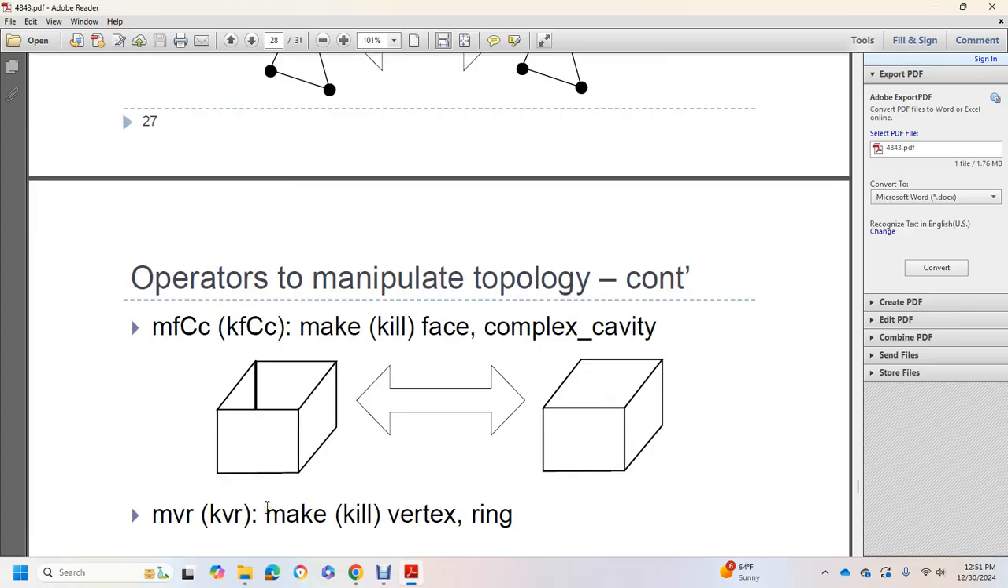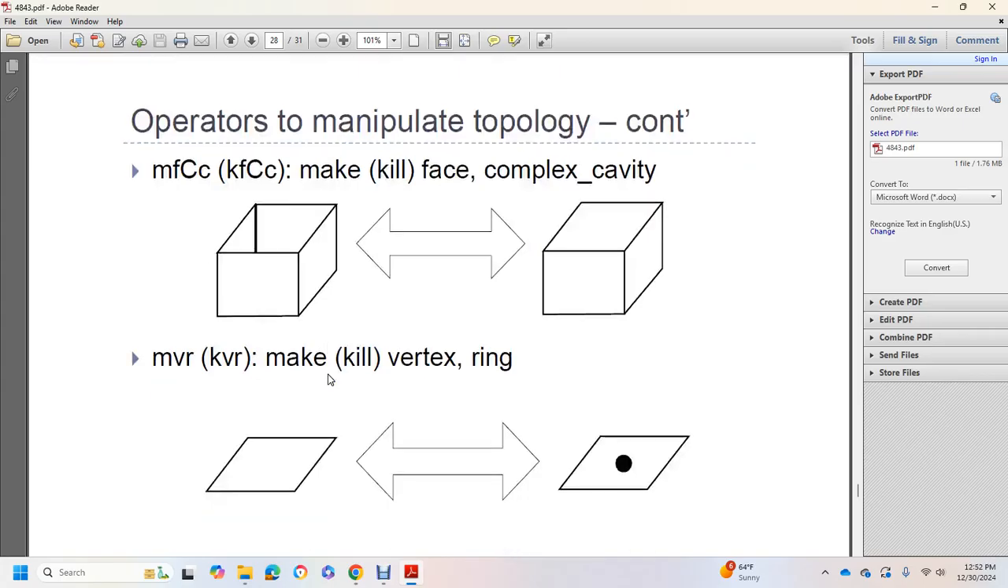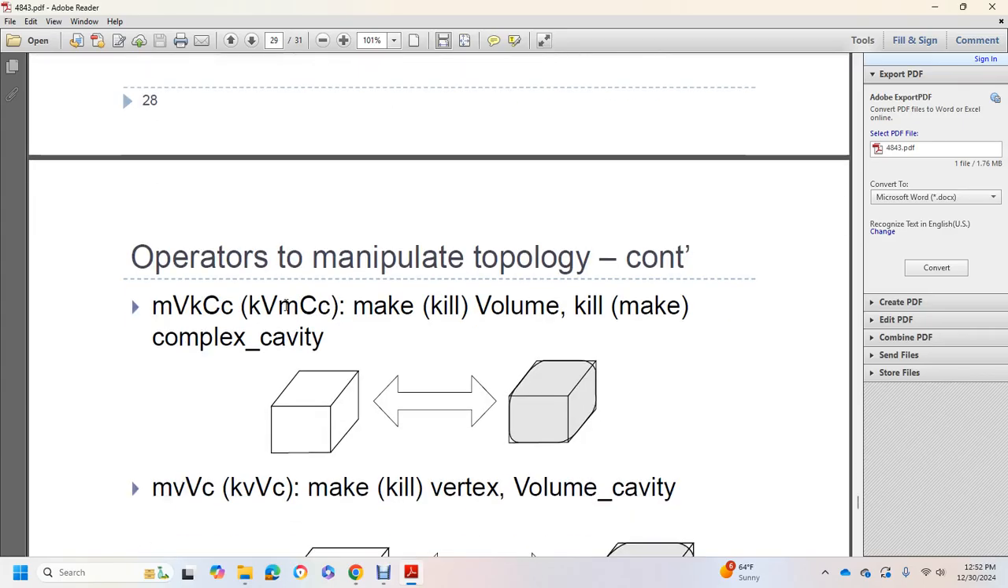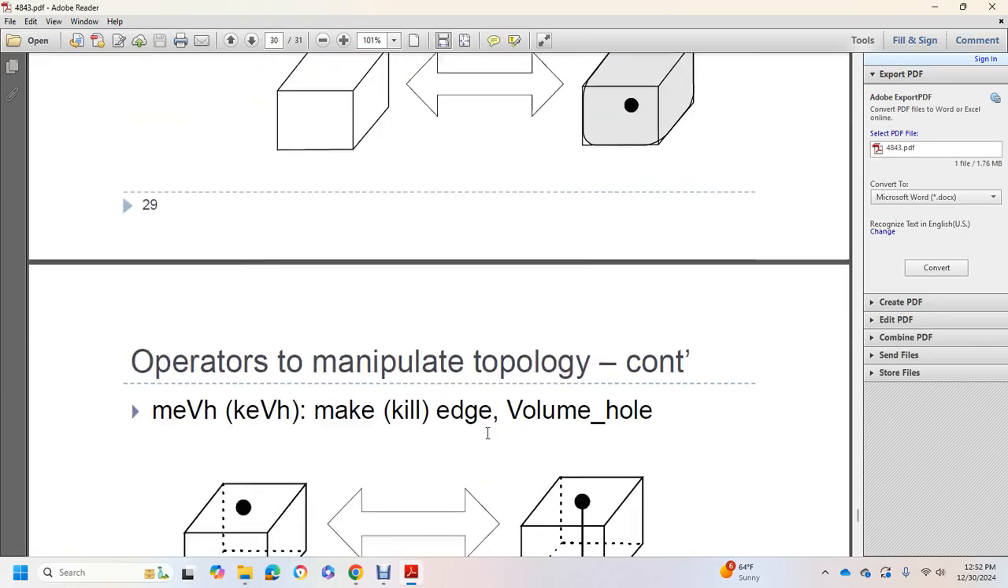Operators manipulate topology, continued. Make and kill complex, make and kill complex cavity, make and kill vertex ring, make and kill volume, make and kill complex cavity, make and kill vertex cavity, make and kill vertex volume cavity, make and kill edge vertex hole, make and kill edge volume hole.